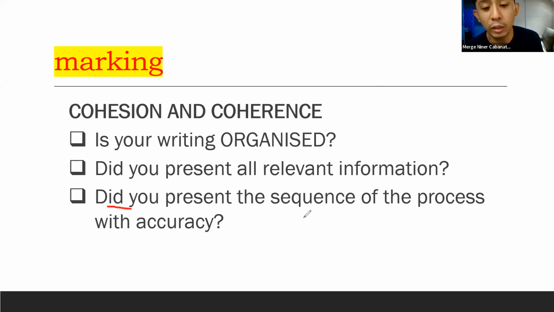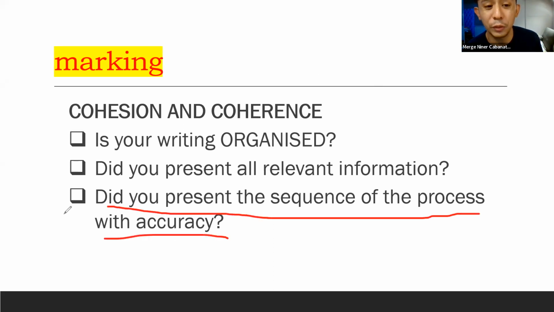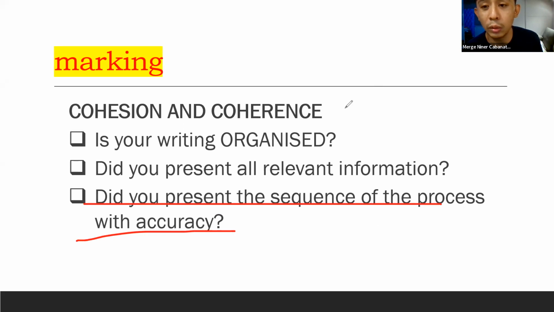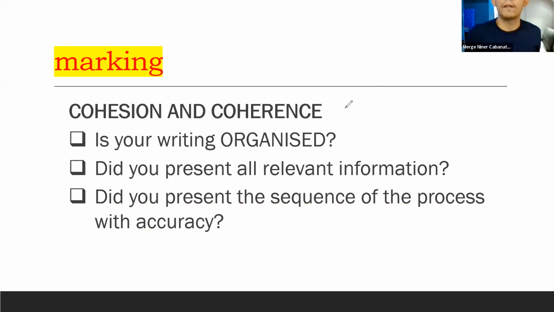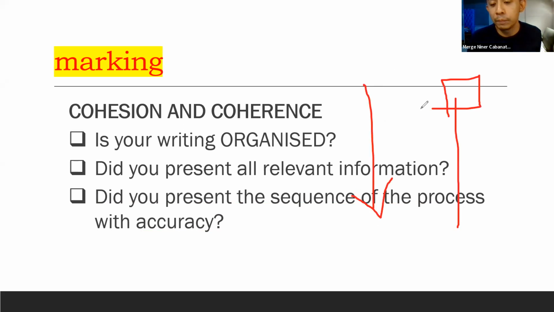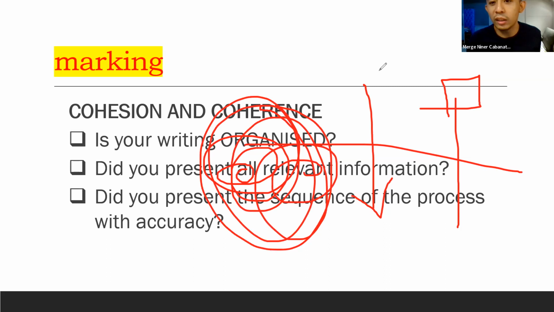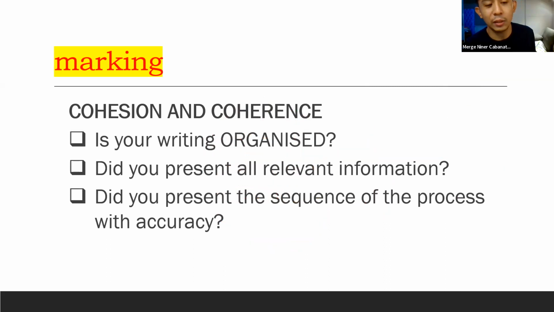Okay, and then you need to present the sequence of the process with accuracy. Well, this one is for processes, but in maps, you will be the one to choose which format you are going to use. Pwede kang top to bottom, pwede kang bottom to top, tapos pwede rin left to right, pwedeng inward outward, pwede rin outward inward. So it depends on your approach. There are so many ways to do the task, okay? So before I proceed with the rest of my discussion, I am through with task achievement. Now we're through with your cohesion and coherence as well.